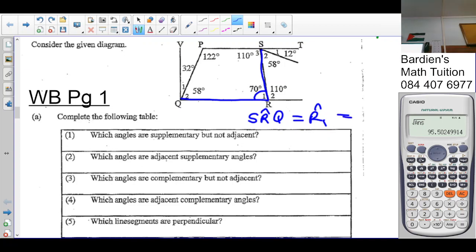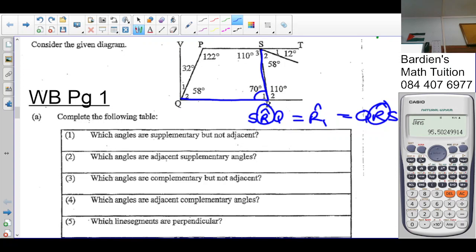Okay, tell me. Another way. Q, R, S. All of that means R1. Any one is acceptable. You can name it any way, but if you're referring to this angle here, which is R1, the R must be in the middle. You guys understand?